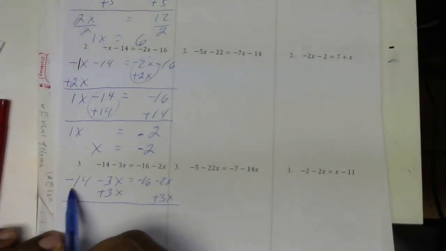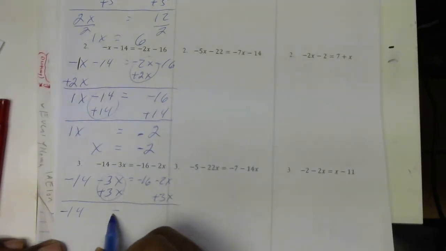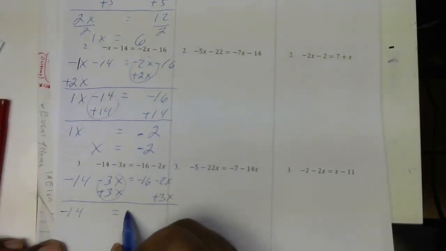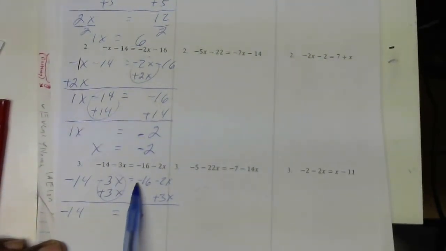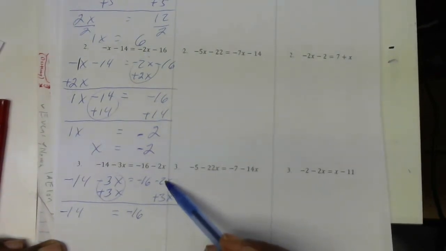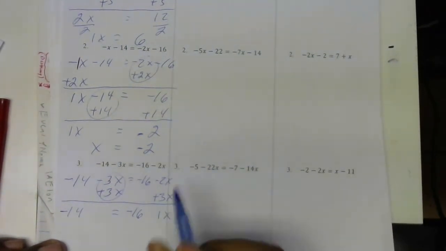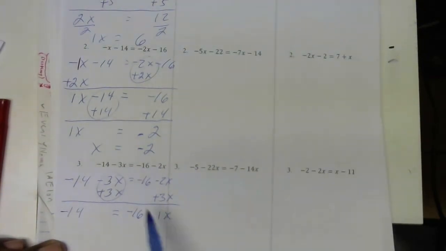All right, so the negative 14 comes down. These two go away. The equal sign comes down. The negative 16 comes down. And it's easy to forget these negatives. Students always forget the negatives when they write the next step. Now, different signs subtract. So this is going to be a 1x. And the bigger sign wins, which is the positive here. So this will be a positive 1x.